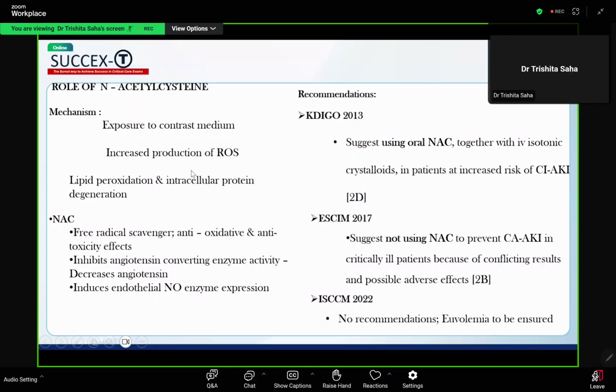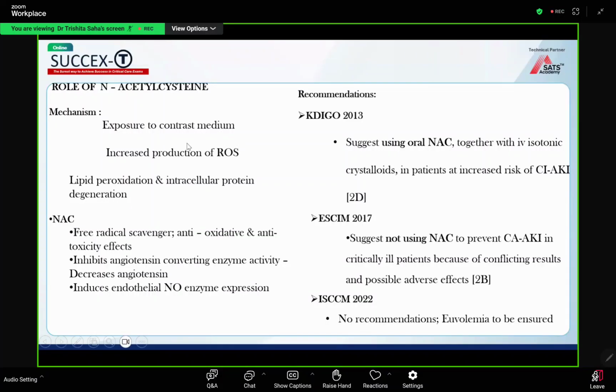The mechanism proposed is that exposure to contrast media increases production of reactive oxygen species. Then there is lipid peroxidation and intracellular protein degeneration. NAC acts as a free radical scavenger with anti-oxidative and anti-toxicity effects, inhibits angiotensin converting enzyme activity, decreases angiotensins, and induces endothelial nitric oxide enzyme expression.